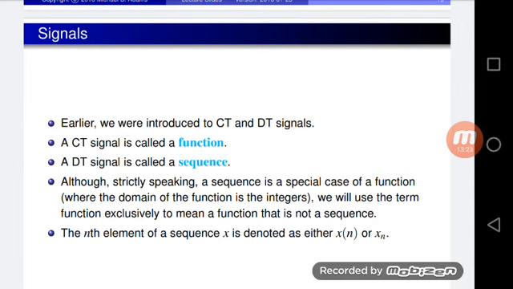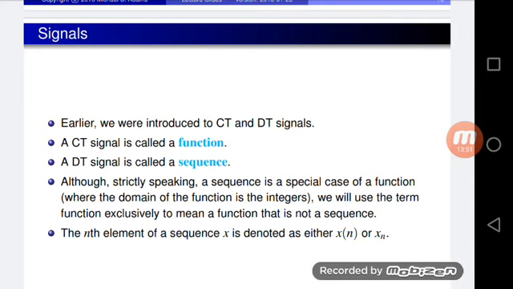Although strictly speaking a sequence is a special case of a function, we will use the term function exclusively to mean a function that is not a sequence. The nth element of a sequence x is denoted as either x of n or xn.